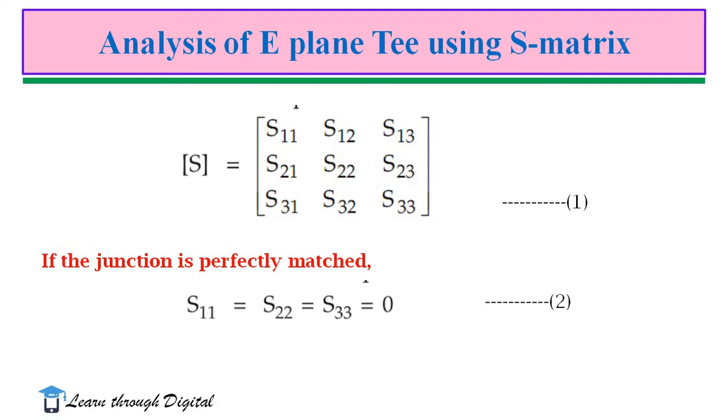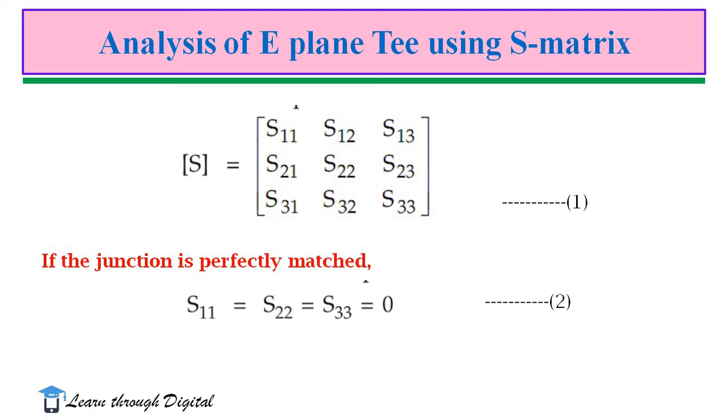Let's start the derivation of the scattering matrix. As we know, the scattering matrix is the reflection coefficient matrix. Equation 1 represents the scattering matrix of the general case. So here the E-plane T junction is a 3-port device. Therefore, we consider a 3 cross 3 scattering matrix. It consists of totally 9 elements. This is the general one.